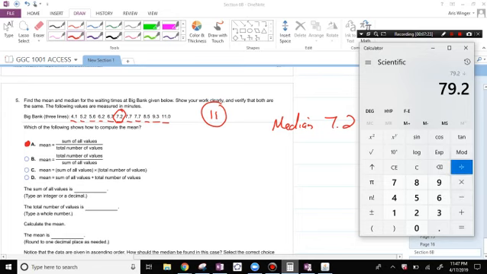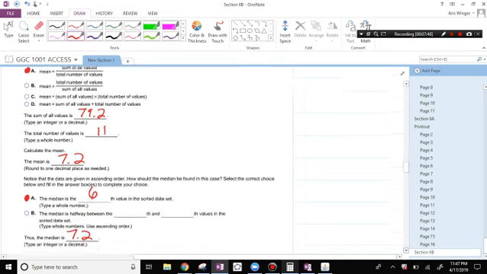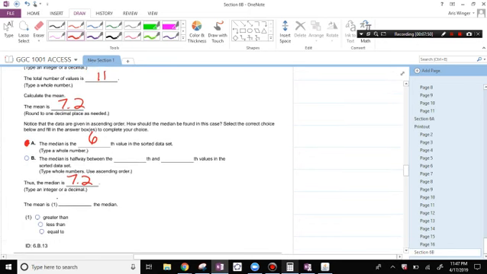Then we're going to divide by, I believe there are 11 numbers. We need the sum of all the values. It was 79.2. The total number of values is 11, and so the mean is 7.2 when you divide. And so the mean is equal to the median.